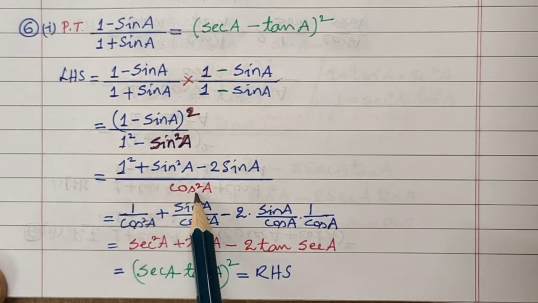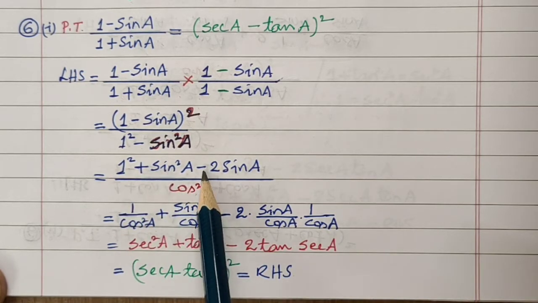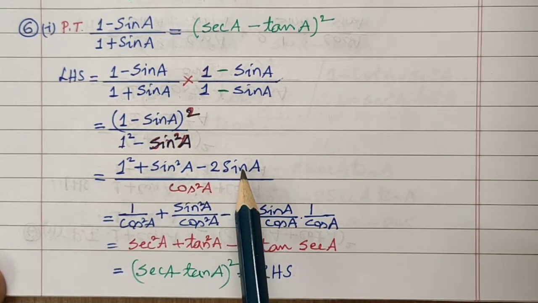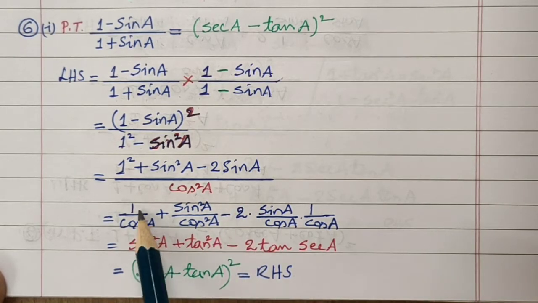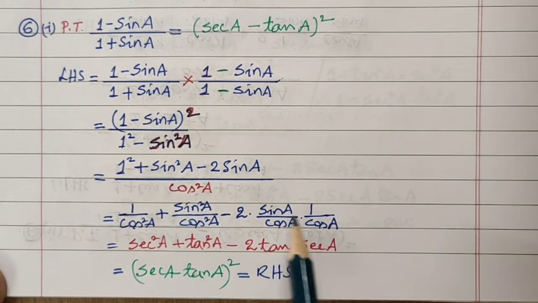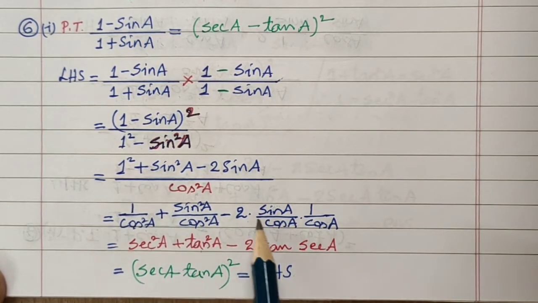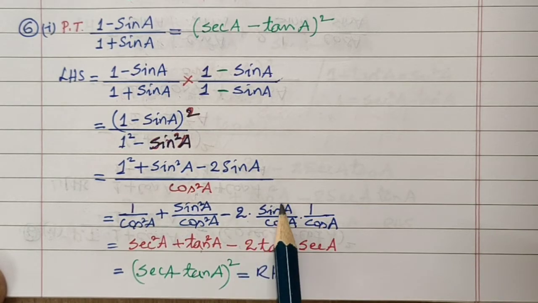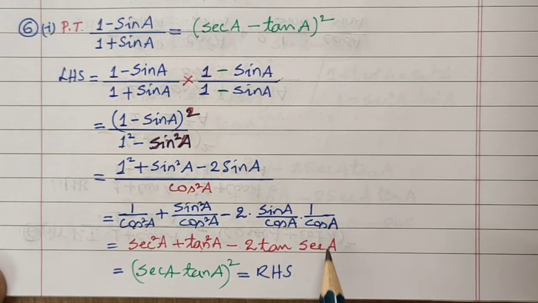So 1 divided by cos square a, sin square a divided by cos square a, minus 2 times sin a by cos a. This cos we use in 2 places. Sin by cos, 1 by cos. This is secant square a, tan square a. Minus 2 times sin by cos is tan, 1 by cos is secant.